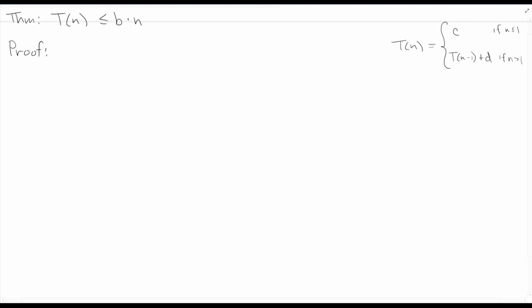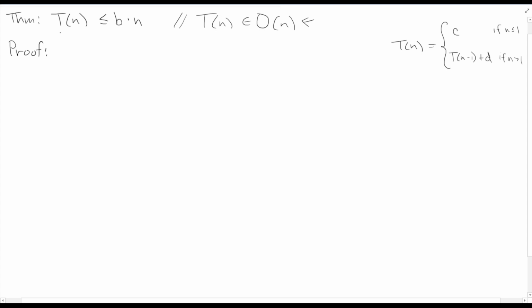I've got the proof started here. I've just stated the recurrence relation again on the side over here in case we need to refer to it. And I've also stated the theorem here. And maybe I'll just make a little comment here, that what I'm actually trying to prove is that T of n is in big O of n. That's what I want to prove.